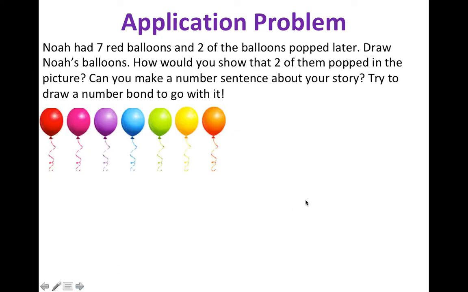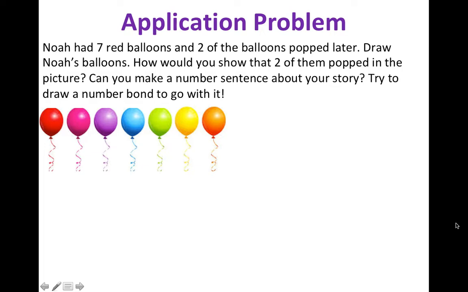So the application problem is Noah had 7 red balloons and 2 of the balloons popped later. Draw Noah's balloons. How would you show that 2 of them popped in the picture? Can you make a number sentence about your story and try to draw a number bond to go with it?